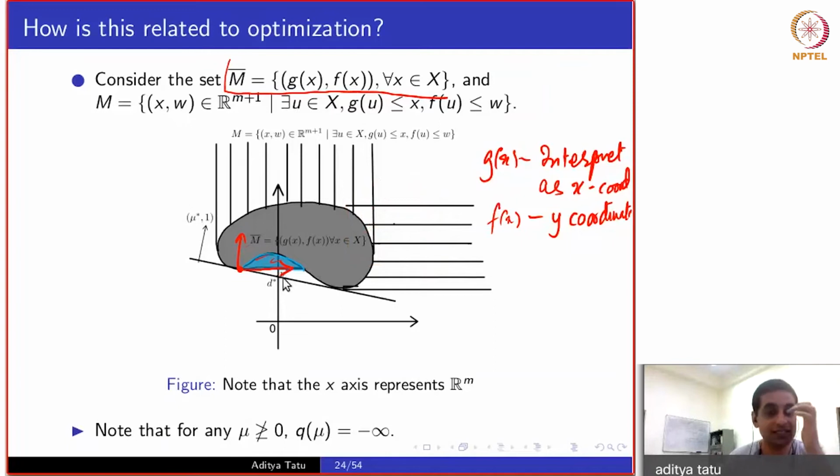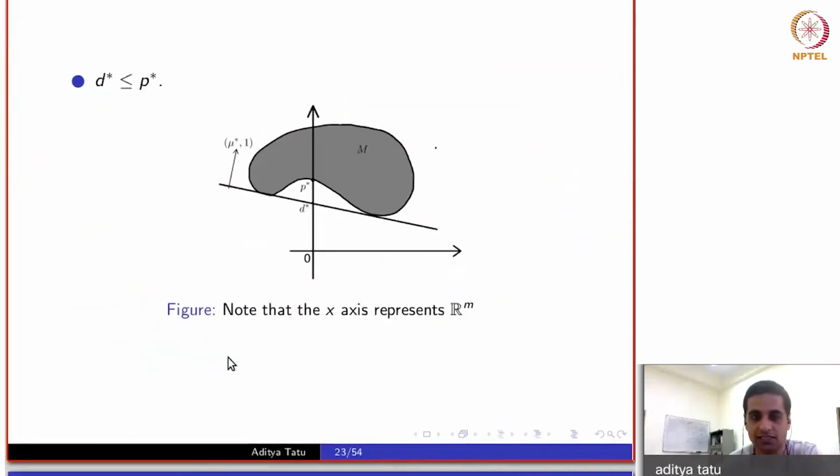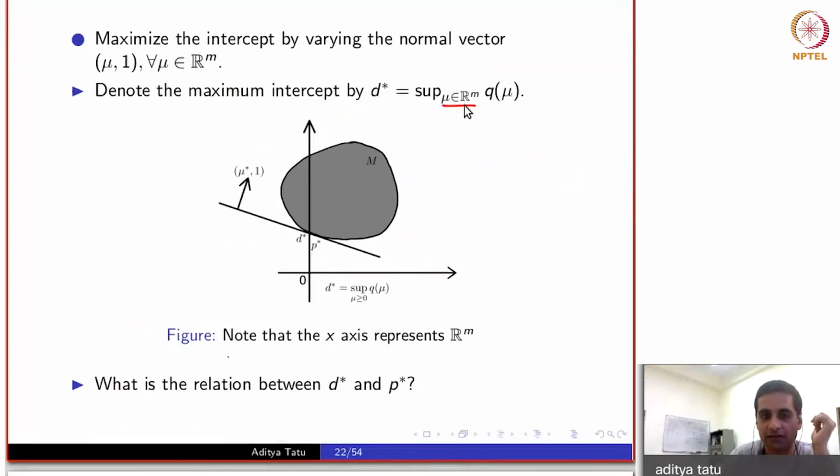Now again the same question. What is the P star for this set M and what is the D star for this set M? That is the question. First of all, let's look at D star. I will just redefine it here. It is the supremum of q(mu) over all mu's, by the way. I can go back to that slide and show. As of now, I am not putting any restriction on mu. Mu can be any m-tuple.